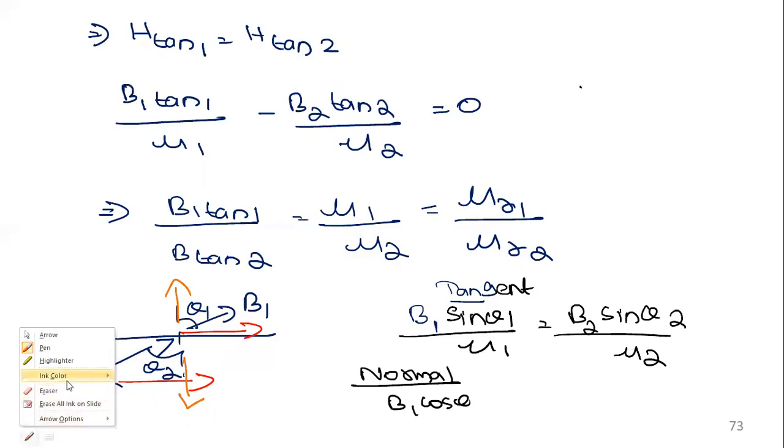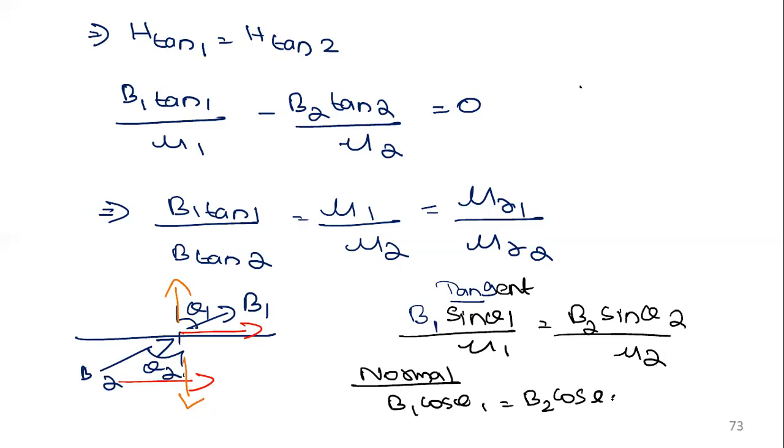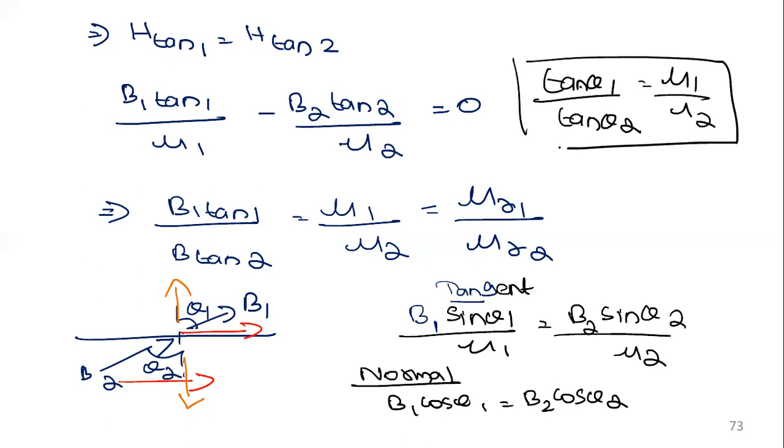So the normal component will be B1 cos theta 1 is equal to B2 cos theta 2. So from this one equation also we can get tan theta 1 divided by tan theta 2 is equal to mu1 by mu2. So if in some question they are asking you to find theta and they have given the mu for both the sides, then easily you can find it out. Then one more question we will do.